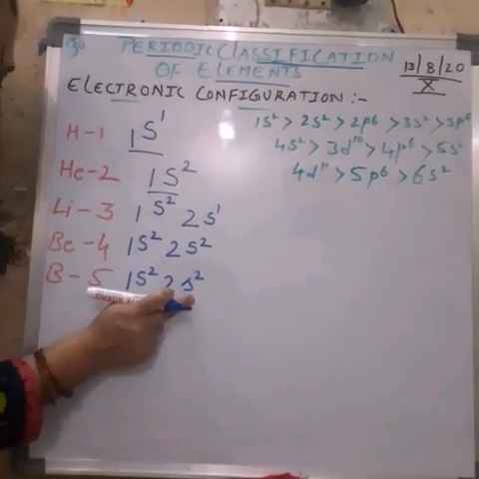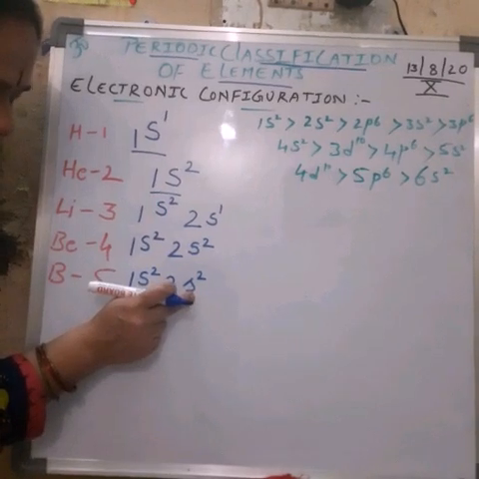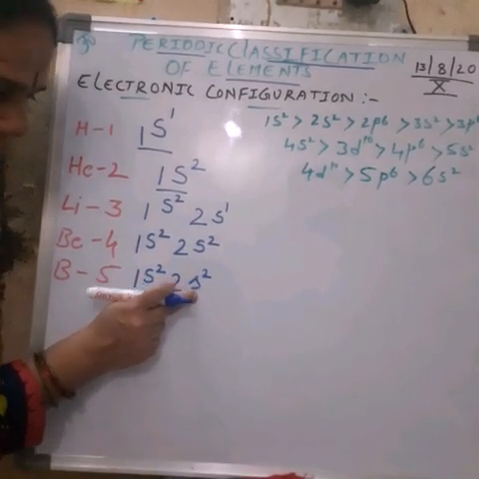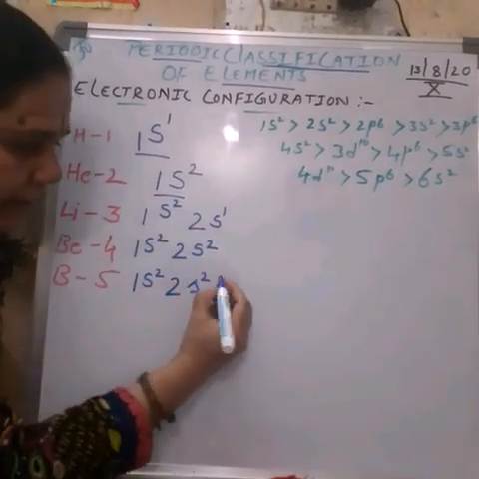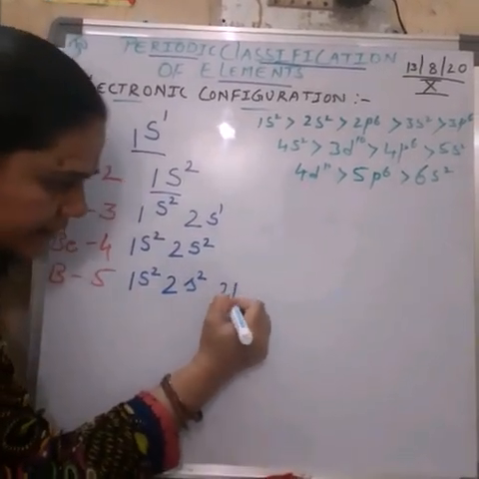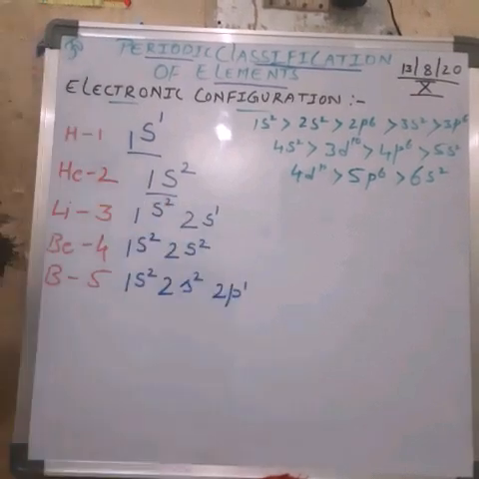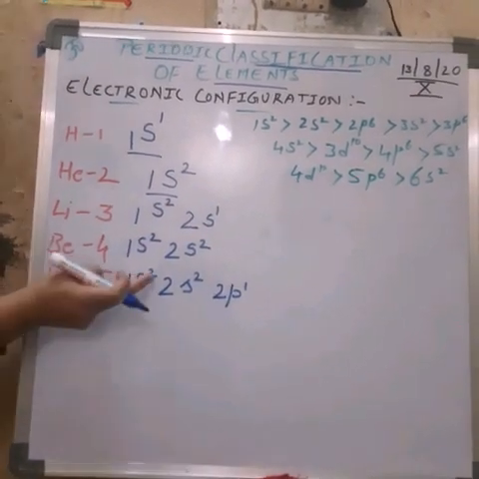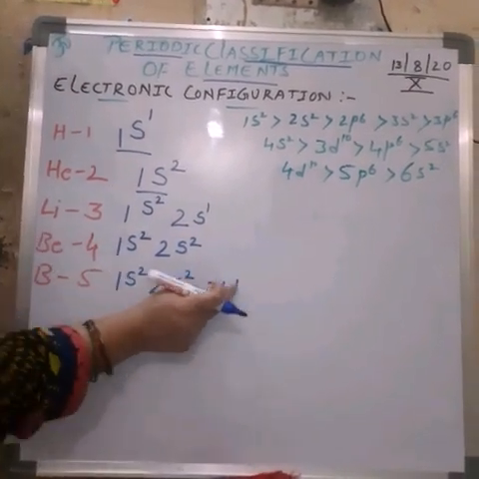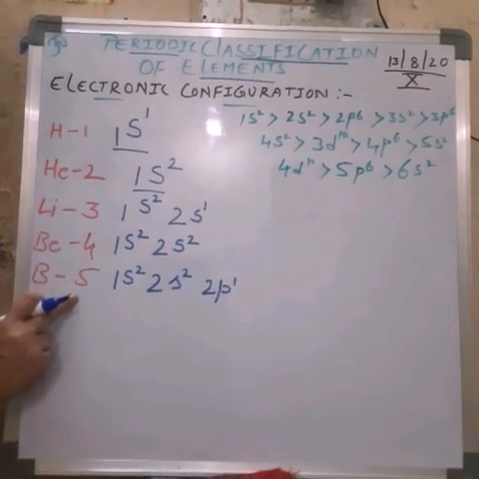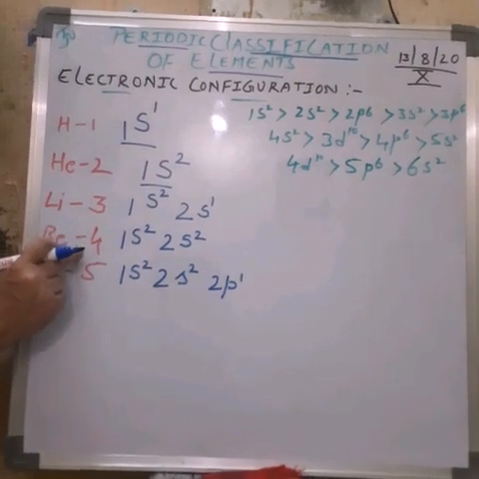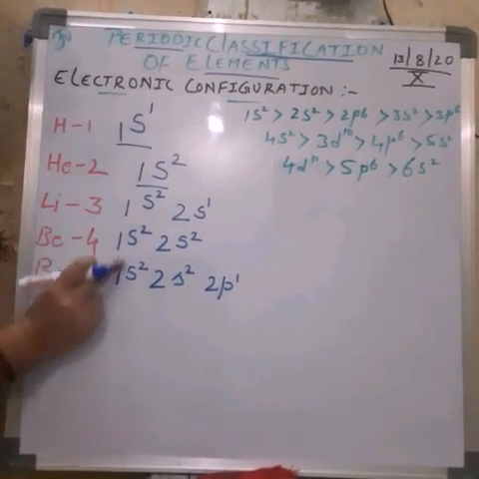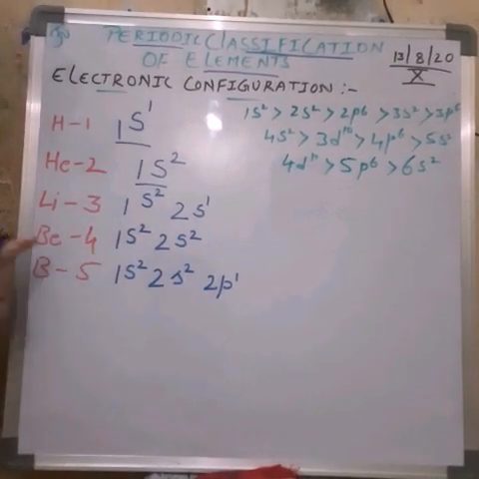Now after filling the subshell S of the second orbit, it will move. It will be in the second orbit only, but in which subshell? P subshell, accommodating how many? 1. So now if you just count up, children, 2 plus 2, 4. 4 plus 1, 5. So is it right? Atomic number? Yes. So this is how you will be writing your electronic configurations.